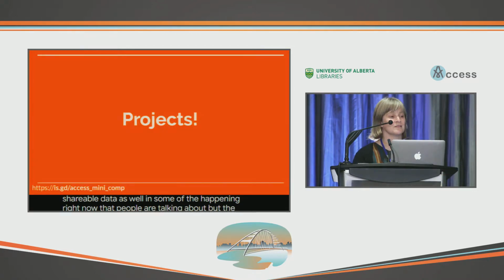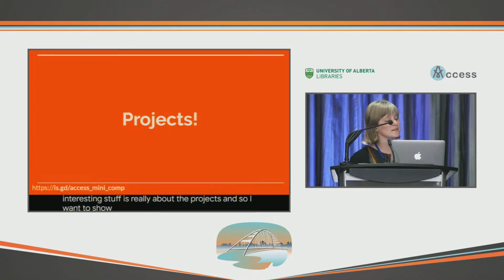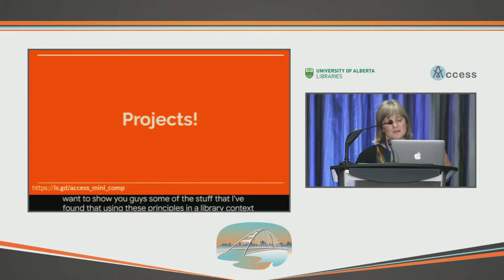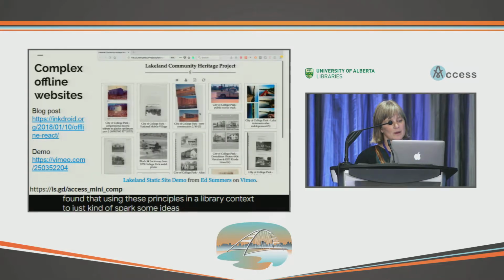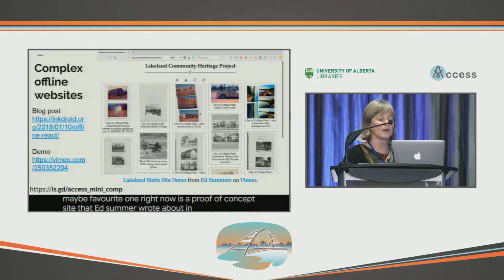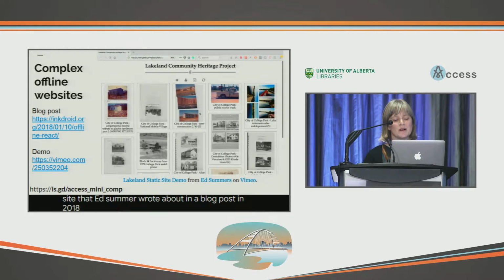But the interesting stuff is really about the projects. And so I wanted to show you some of the stuff that I've found that's using these principles in a library context to just spark some ideas. My first, maybe favorite one right now, is a proof of concept site that Ed Summer wrote about in a blog post in 2018. He developed this for the Lakehead Community Heritage Project. The goal here was to make a more sustainable and portable version of the site.